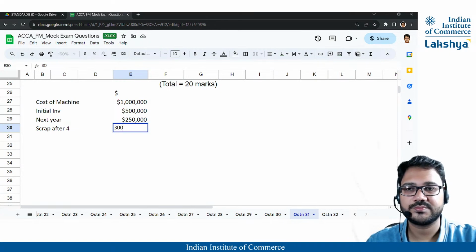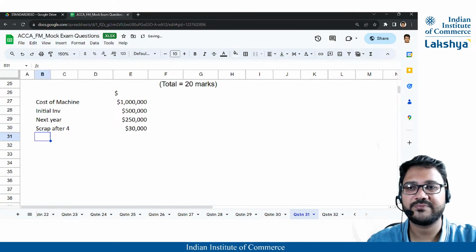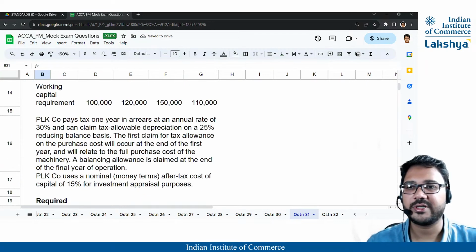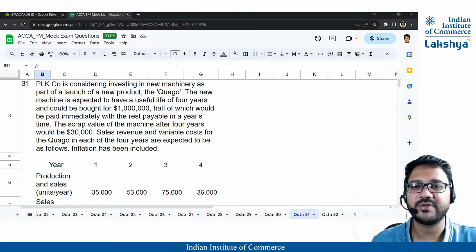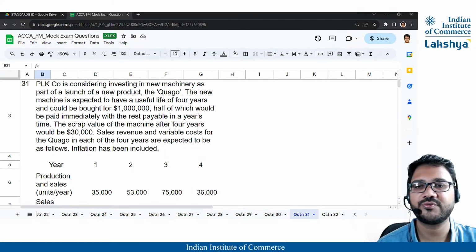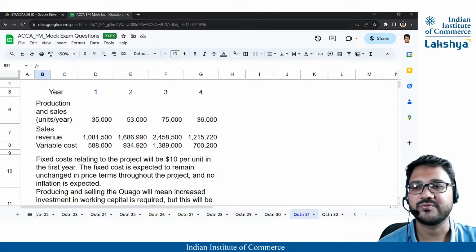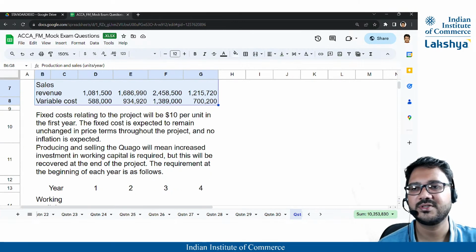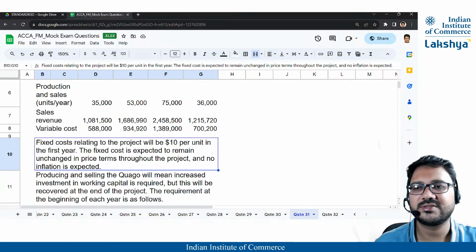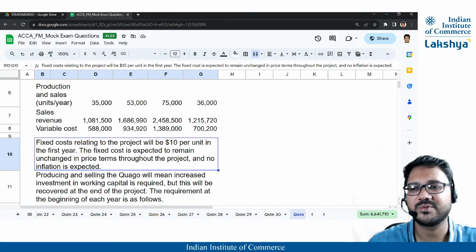So this is our scrap value. What next? Sales value and variable cost for cargo in each of the 4 years are expected to be as follows. Inflation has been included. So we have production, we have sales, and we have variable cost. So we can use this table as is. No need to copy paste it. Or let's just do it or leave, no problem.